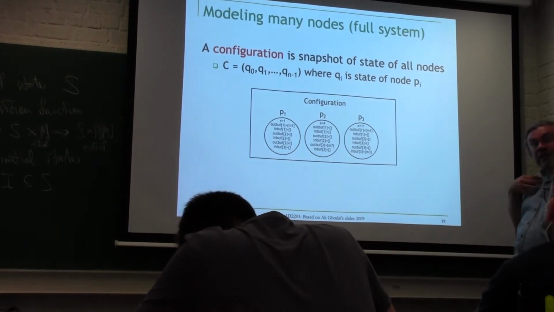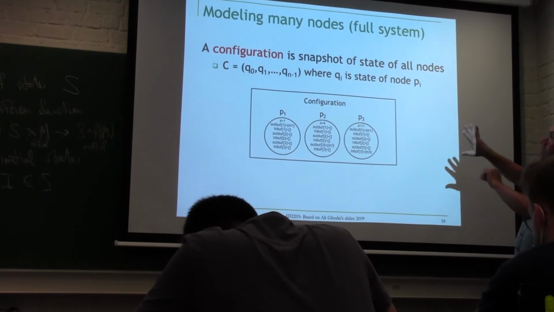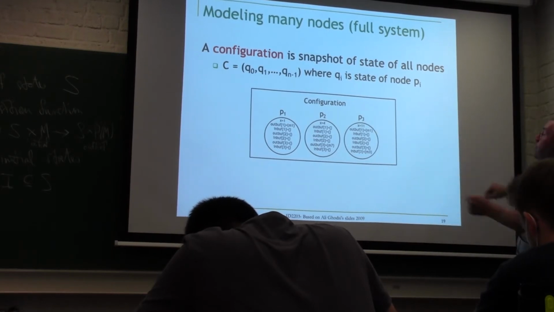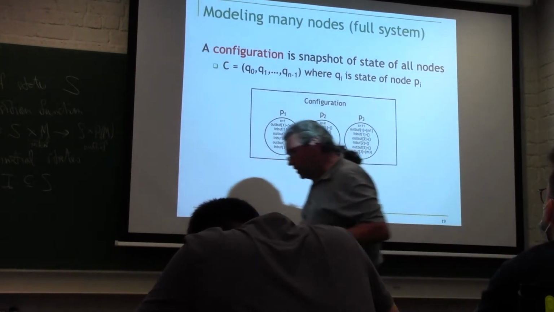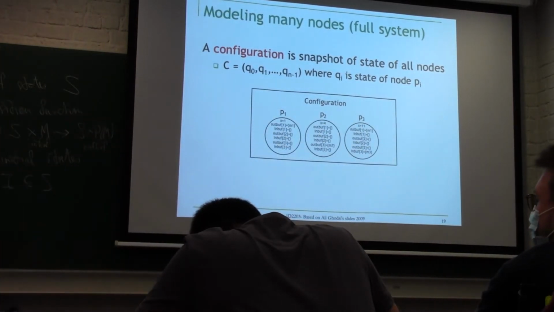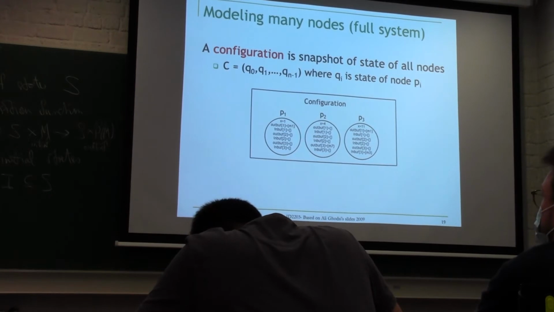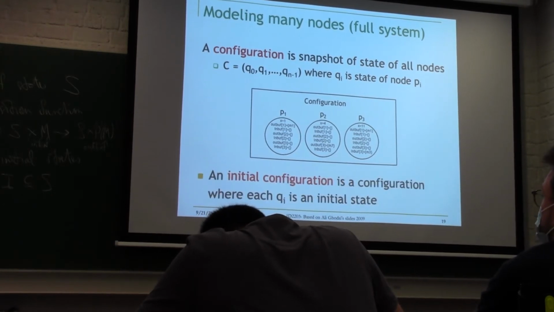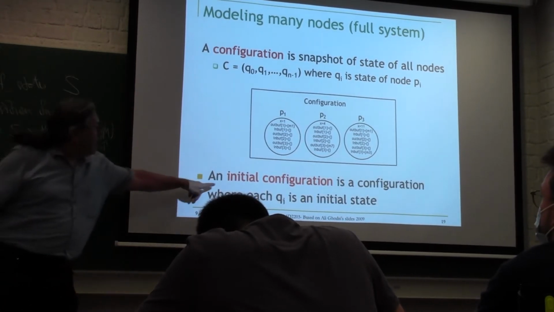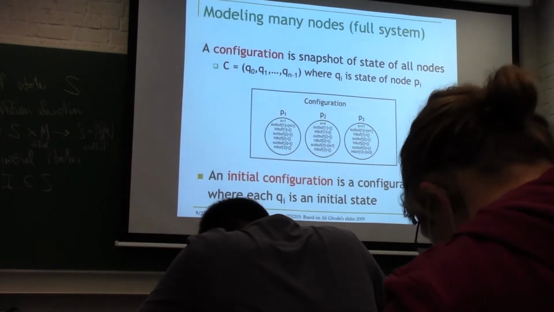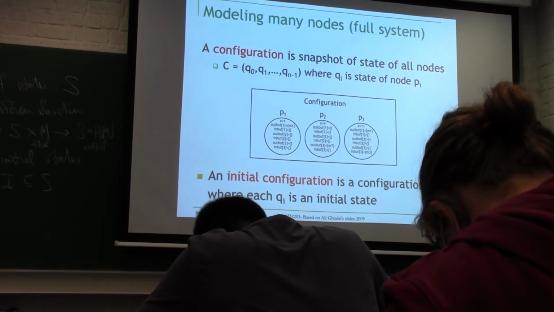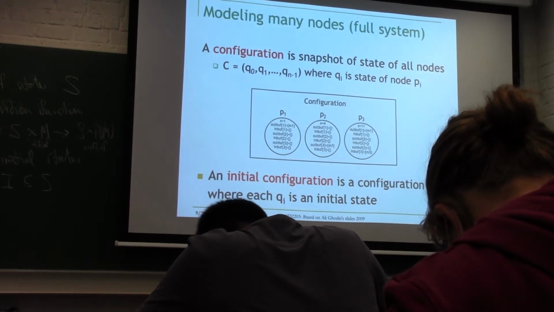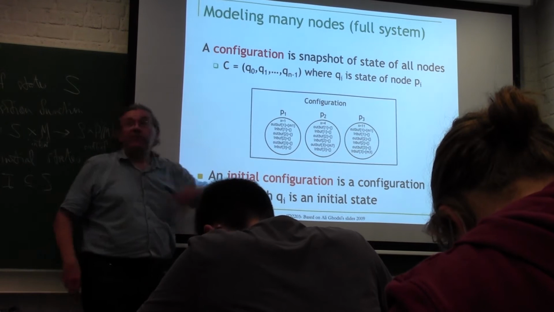Normally, nobody inside the system will know the configuration. Only when we reason about the system do we have a God's eye view, looking at the whole system. Inside the system, nobody knows the configuration. Okay, for the terminology? Then you have the initial configuration, where each Qi is the initial state, when you start up the system. Now this system is going to execute.